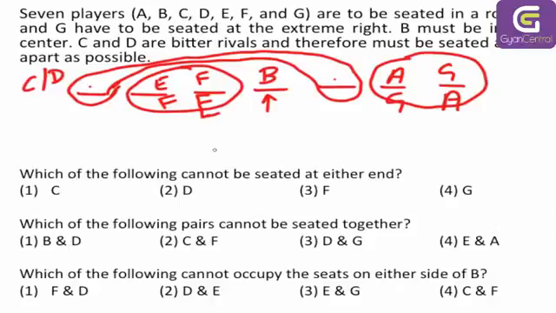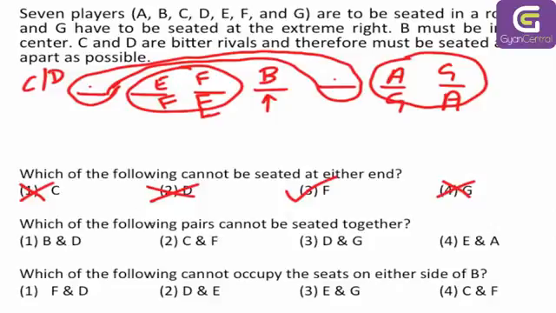Which of the following cannot be seated at the either end? So A and G can be at the right end. So G is out as an option. A is not even there. C and D can be at the left end. So C is out, D is out. F cannot be at the either end. It will be either at the 2nd position or at the 3rd position. And that is the reason F is our answer.